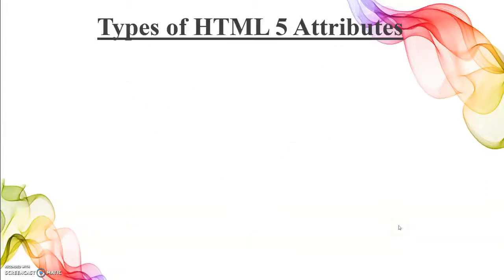Types of HTML5 attributes. We have already studied attributes. What are attributes? They are additional values that configure the elements or adjust their behavior.